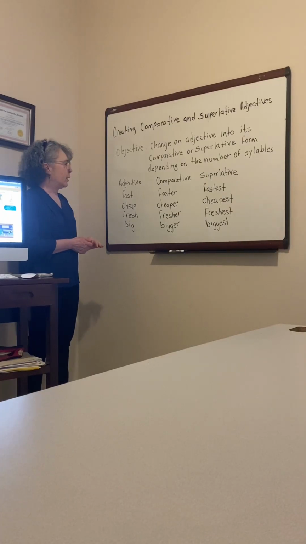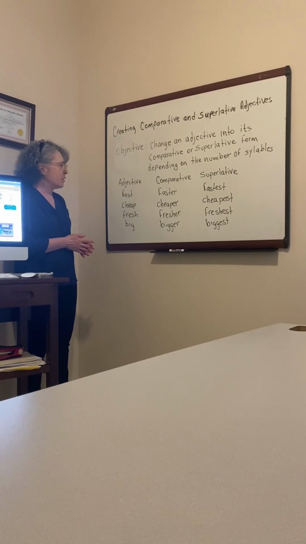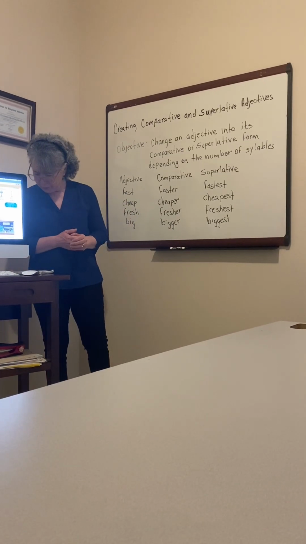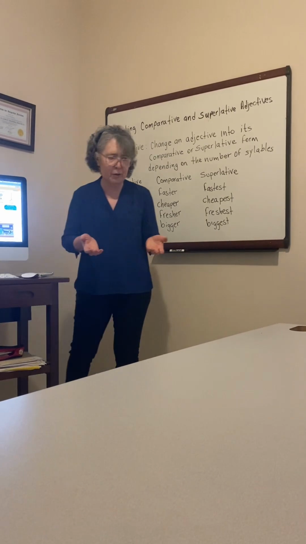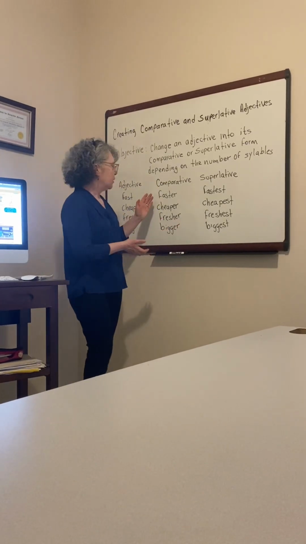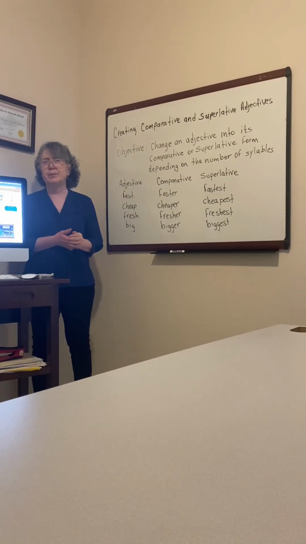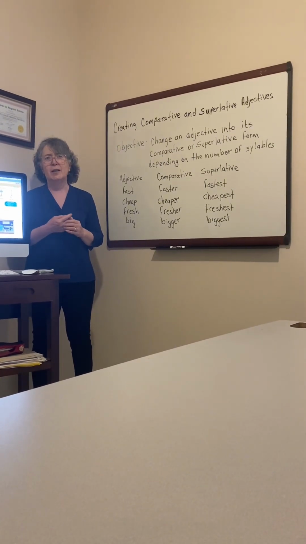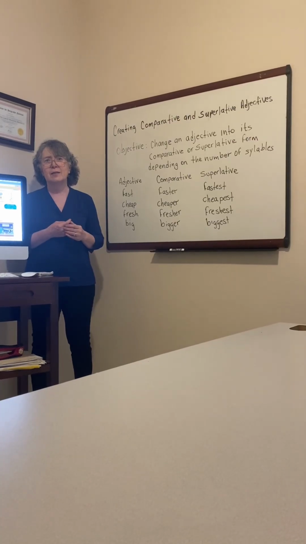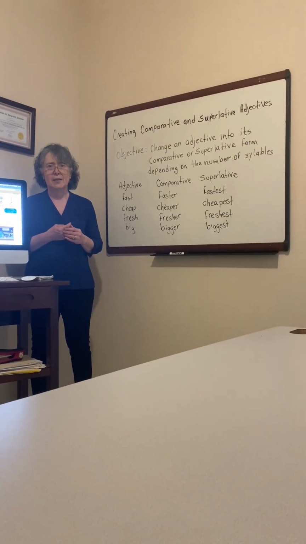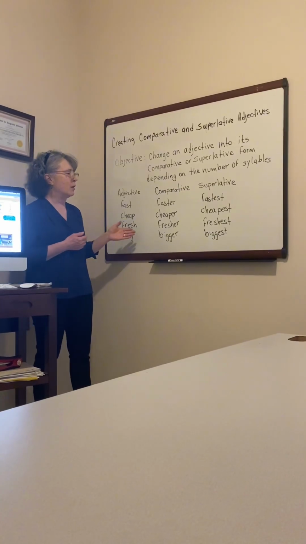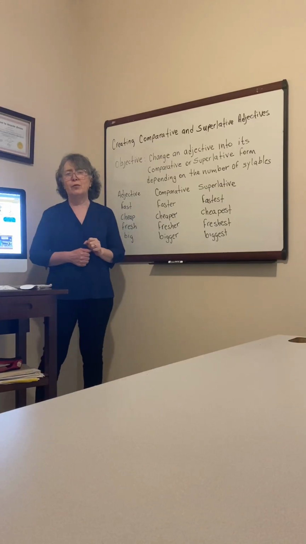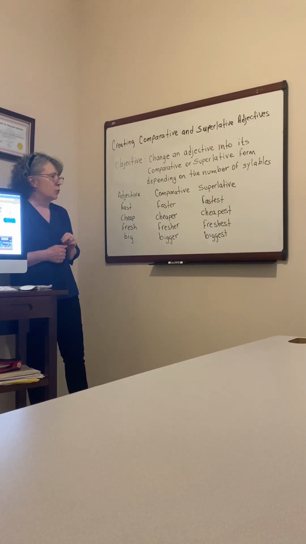So can we think about an example using fast? Can you think of an example, Claudia? How do we use fast to compare two things? The red car is faster to the yellow car. Yes, the red car is faster than the yellow car. Perfect, we're comparing two cars.